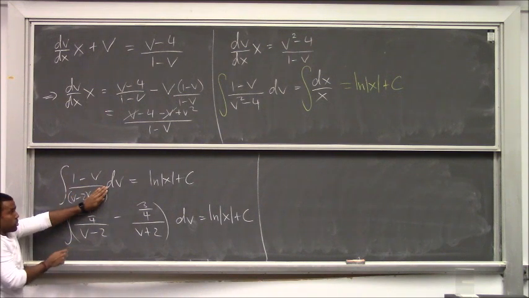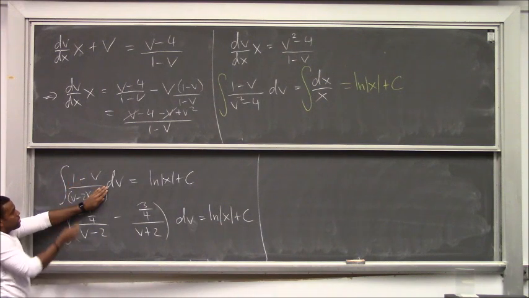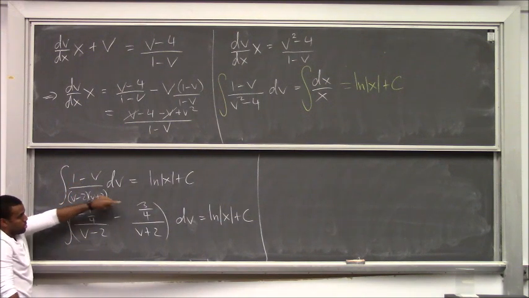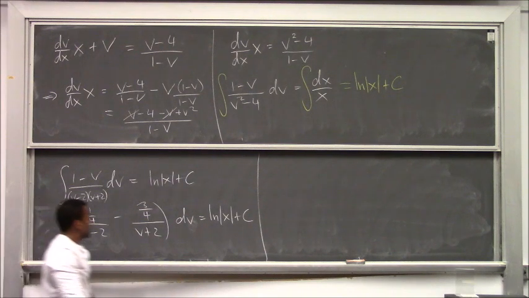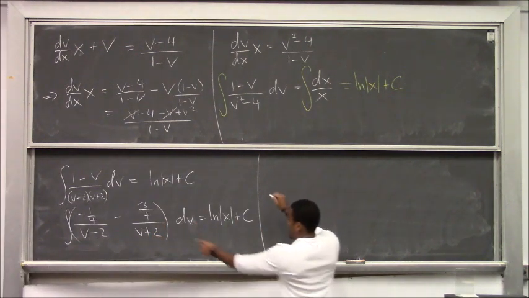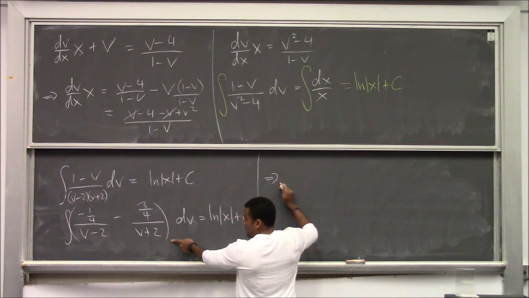Plug in minus 2 everywhere. If I plug in minus 2 in the numerator, that gives me positive 3. Plug in minus 2 in here, it gives me negative 4, so I get positive 3 over negative 4. That's the coefficient of that. Now that we have that, what's the integral of this? Yes, what is the integral?